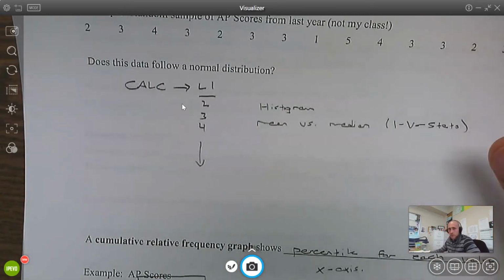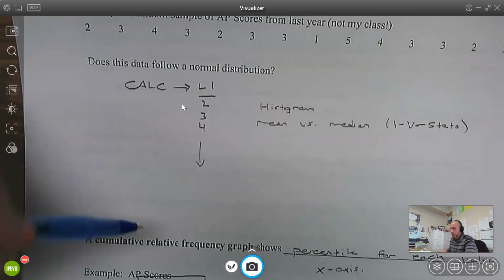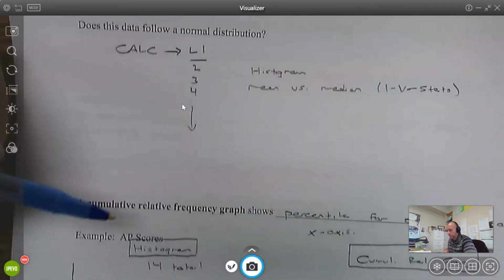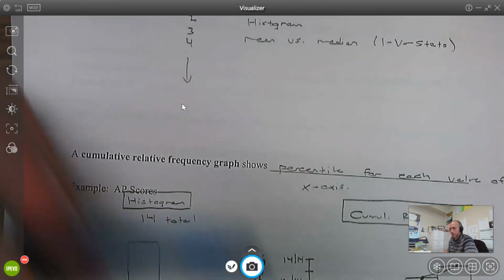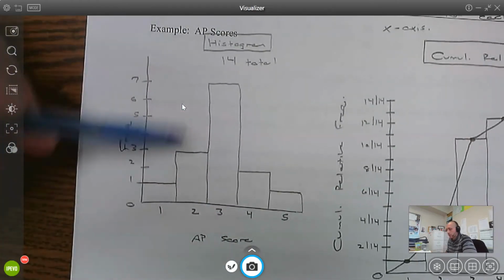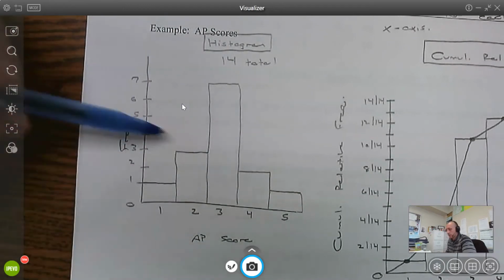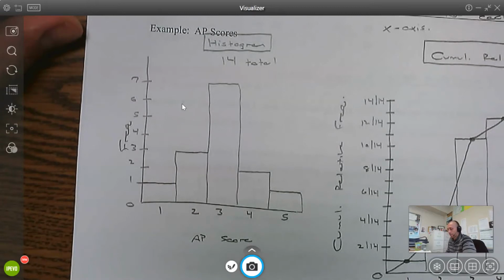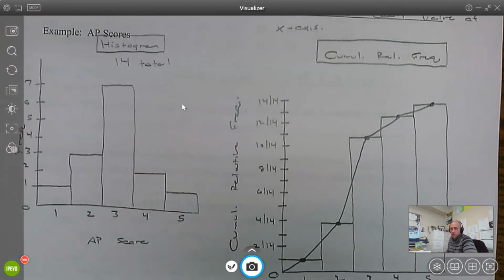One other thing we talked about in chapter 2, other than using inverse norm and normal CDF, is a cumulative relative frequency graph. This is a fancy way to say it's a percentile graph. The vertical axis is really just percentile. So if I take these AP scores, a regular histogram would look like this: AP score, frequency, unimodal, roughly symmetric. And I create this cumulative relative frequency graph. Here are the percentages. I just made them out of fractions.